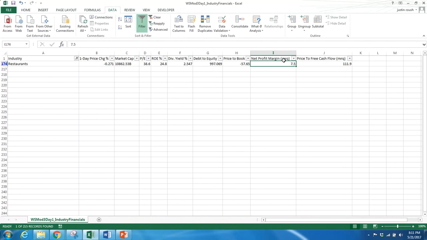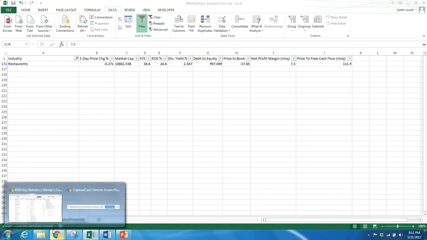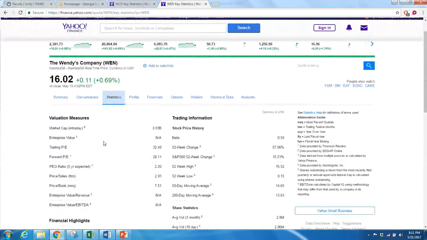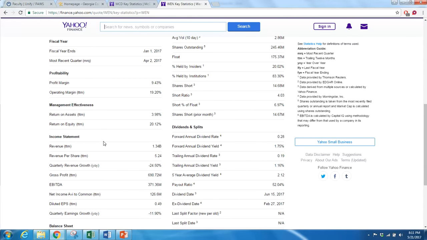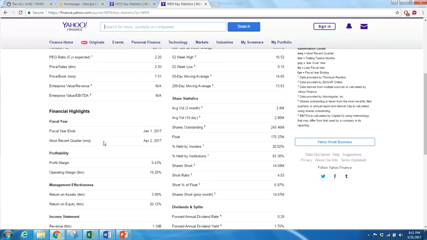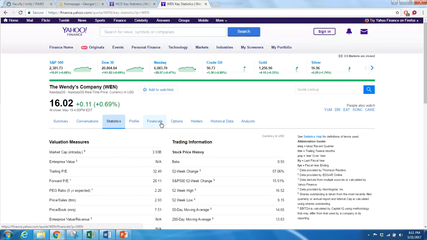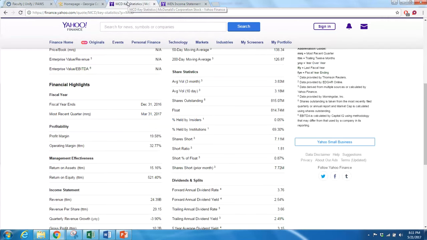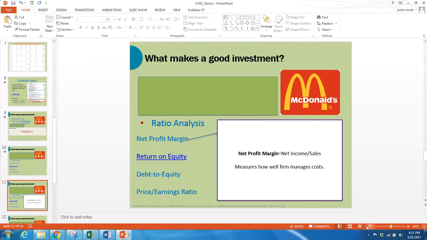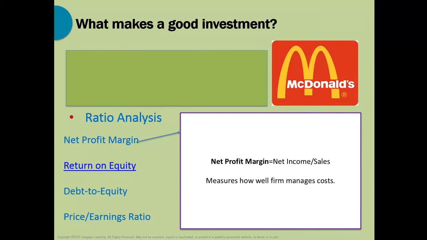But this is for the most recent quarter, and what I was looking at was for the whole year. And so you're going to have to compute the profit margin yourself using the firm financials, so using revenues and their net income. Okay, profit margin: how well the firm can manage costs.